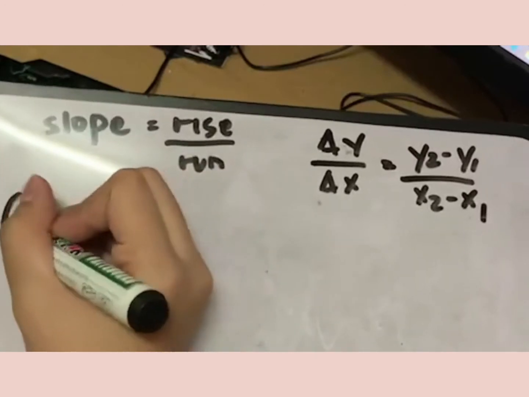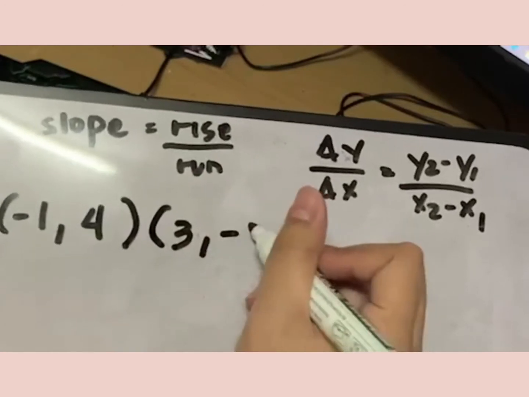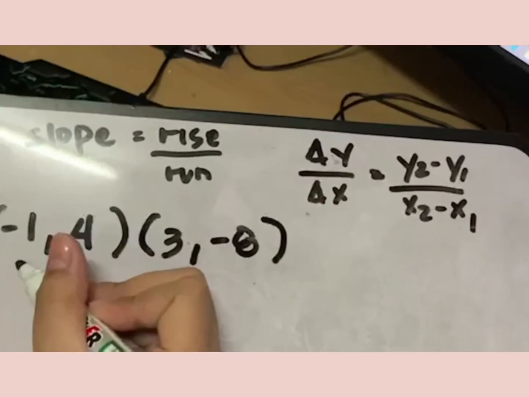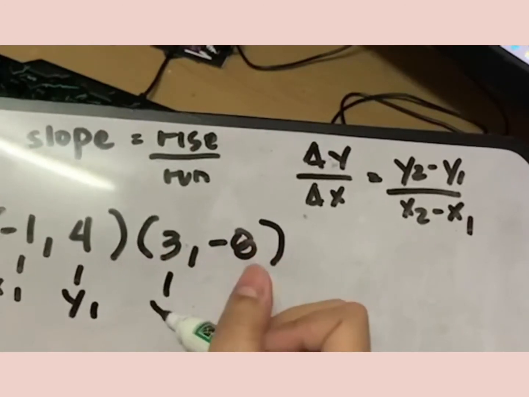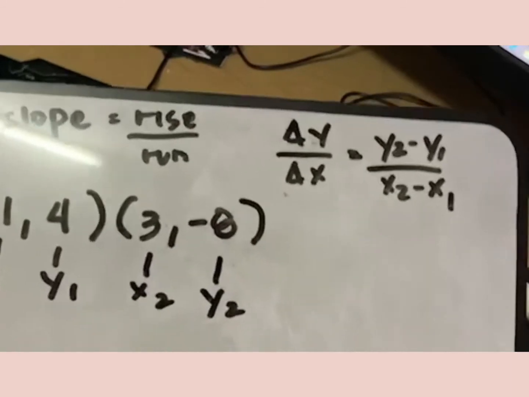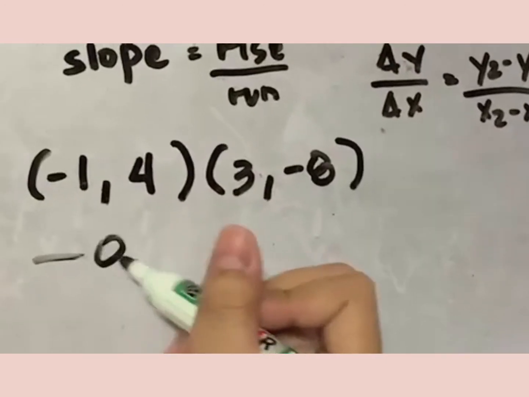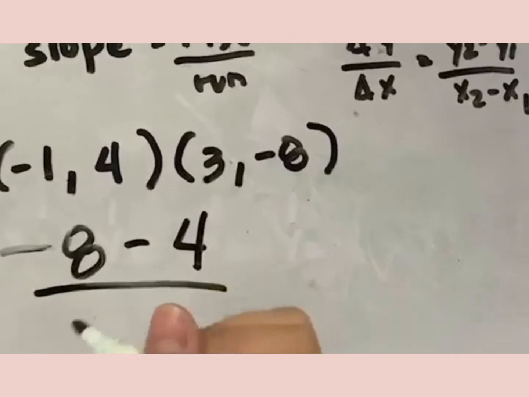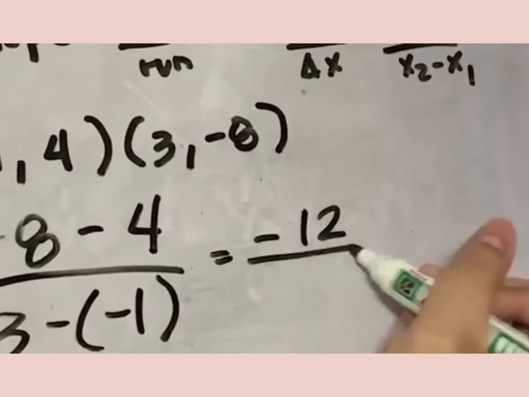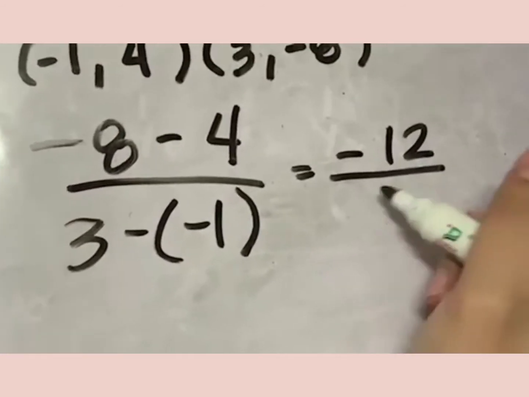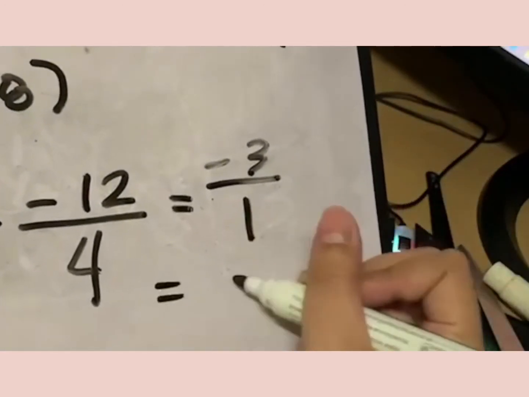Let's have another example, which is (negative 1, 4) and (3, negative 8). Identify which is x sub 1, y sub 1, x sub 2, and y sub 2. Arrange the numbers according to the formula: m equals negative 8 minus 4 over 3 minus negative 1, which equals negative 12 over 4. Simplify by dividing negative 12 by 4, and the answer will be negative 3.